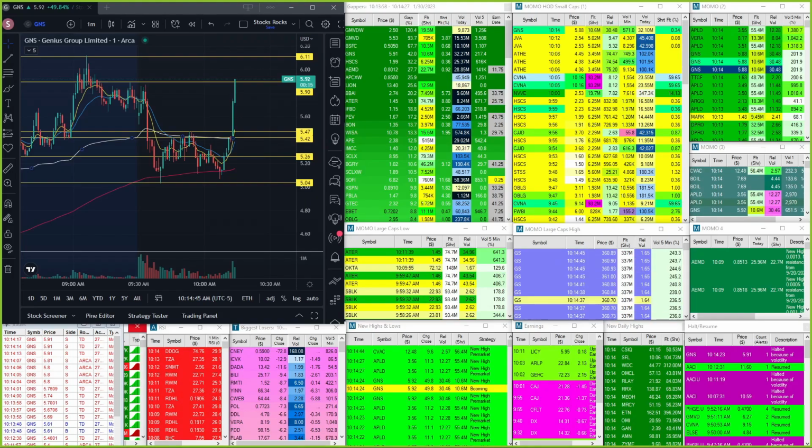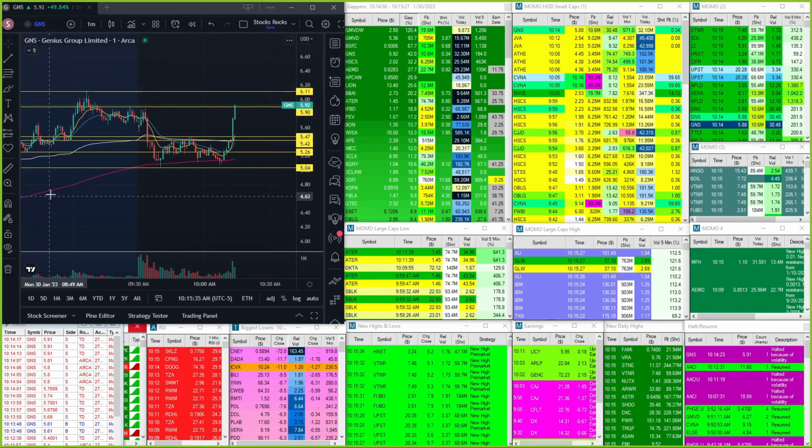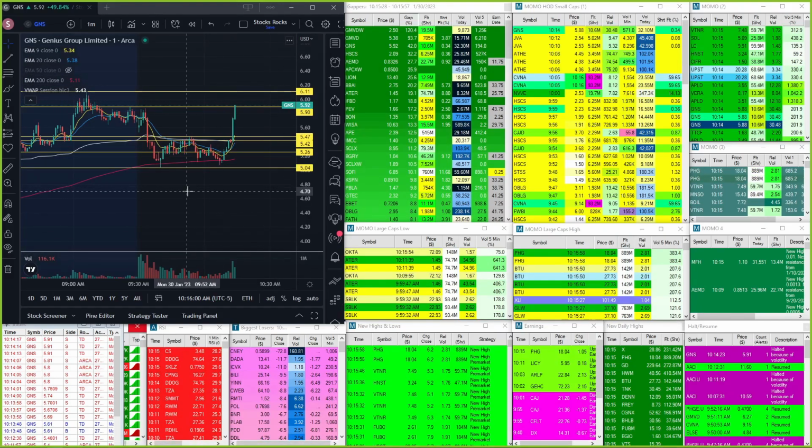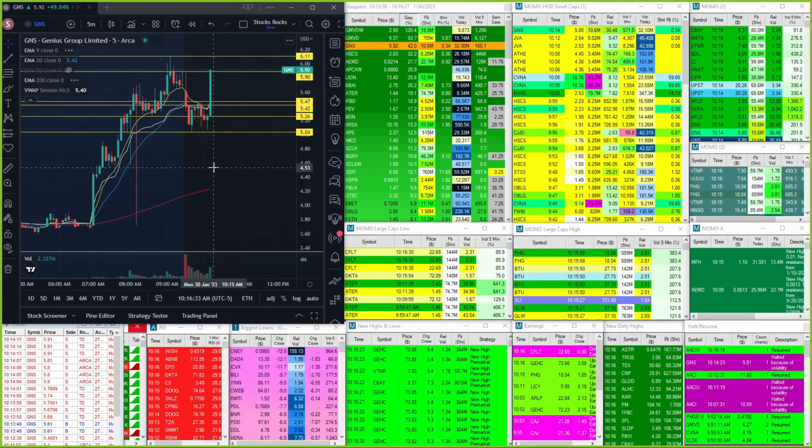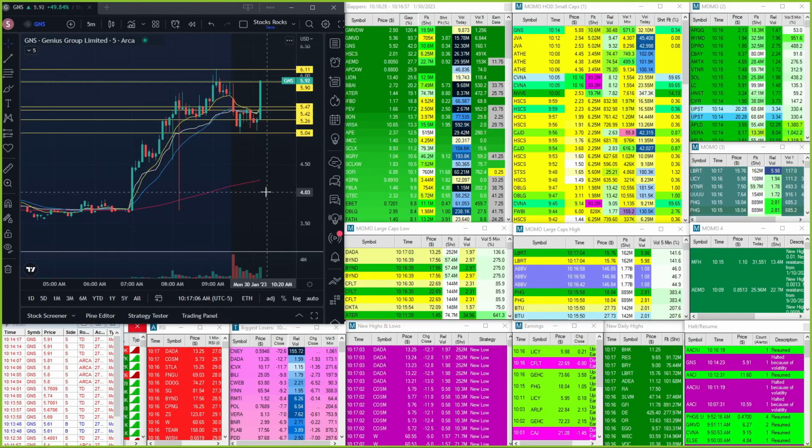Nice work, Blake. You're doing good today. Yes, that's my 200 EMA here. This reddish, pinkish, red-colored one. That's the 200 EMA, as you can see here. The other one is still moving. That's HSCS. We need to keep watching this one as well. Give me a minute, I'll be right back.